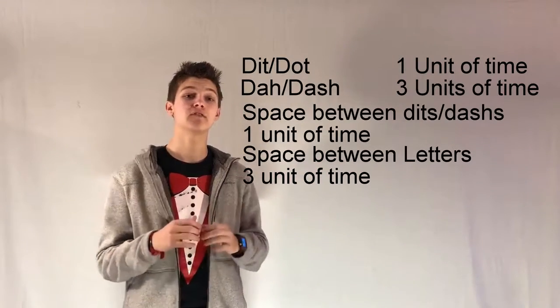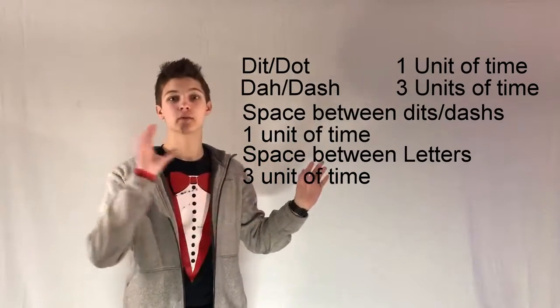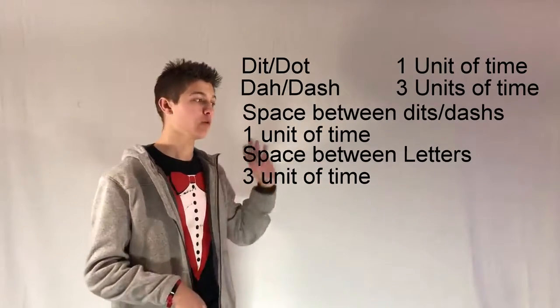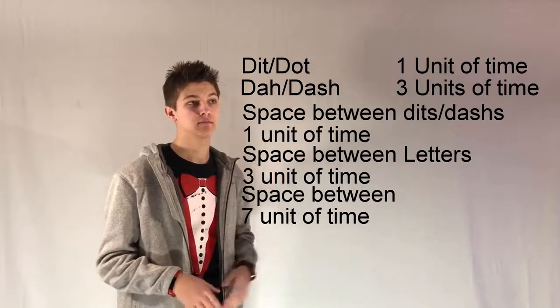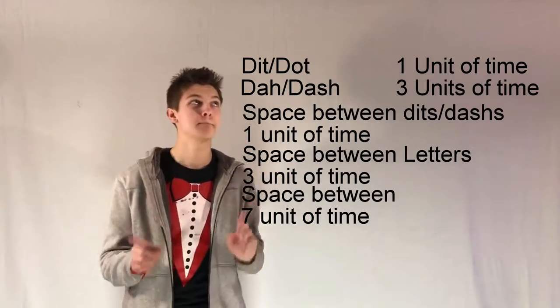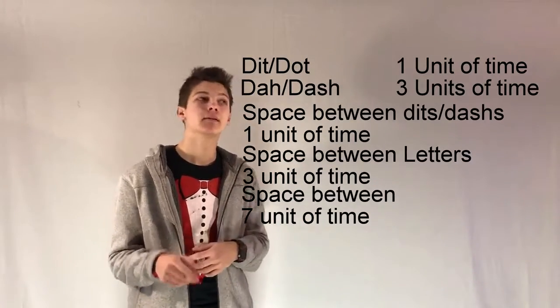But then you also have the difference between letters and the difference between words. The difference between 2 words would be 7 units of time. So it'd be dot, dash, dash, dot.